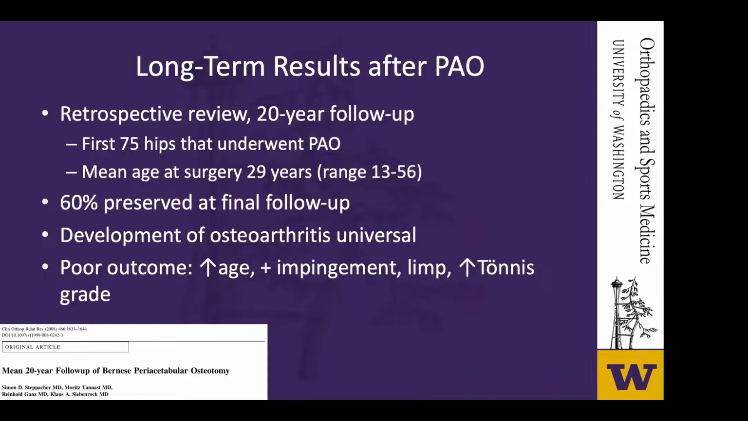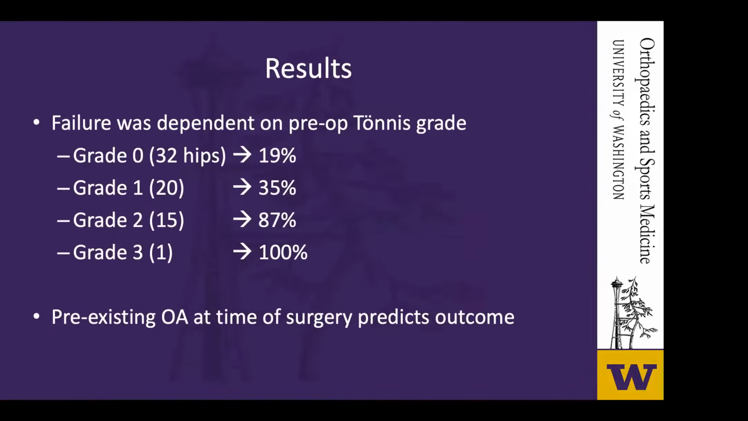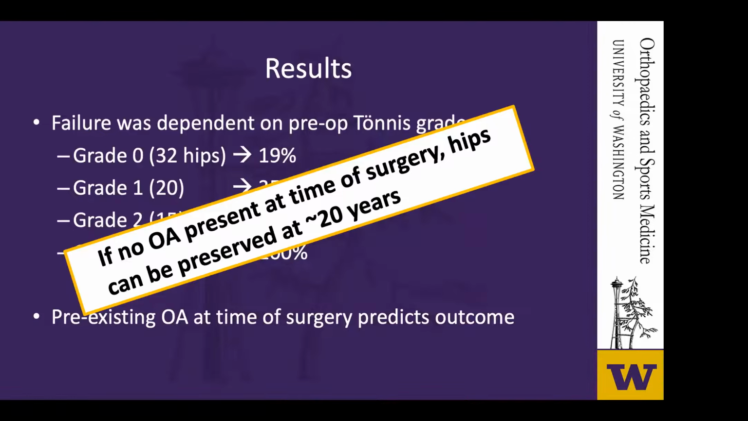Longer-term results out of Switzerland, published at 20 years follow-up, show continued encouraging results. 60% of hips had been preserved, although certainly signs of arthritis had become universal with longer-term follow-up. The 20-year follow-up data suggested that if no or minimal osteoarthritis was present, the outcome is likely to be favorable. The vast majority of Tönnis grade 0 and 1 hips, 75%, were ultimately preserved at 20 years postoperatively. The authors concluded that the degree of osteoarthritis at the time of hip preserving surgery is the best predictor of outcome.